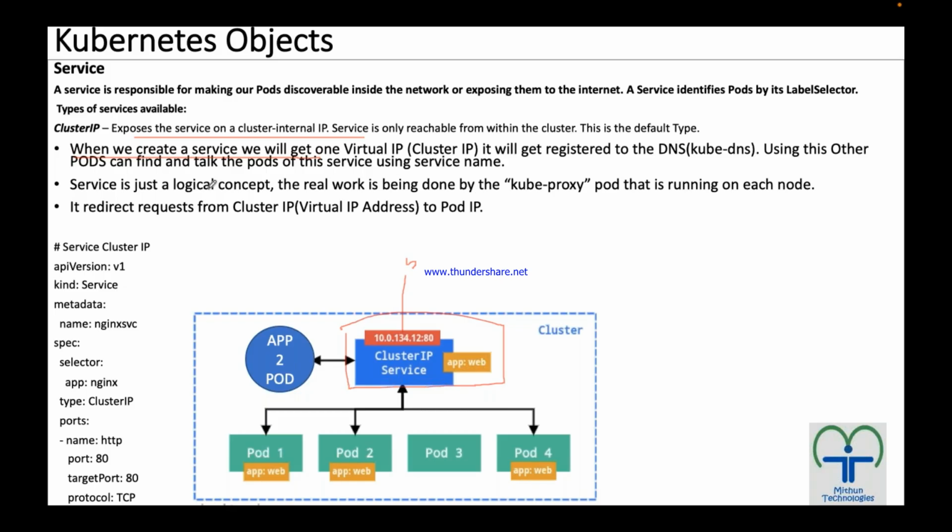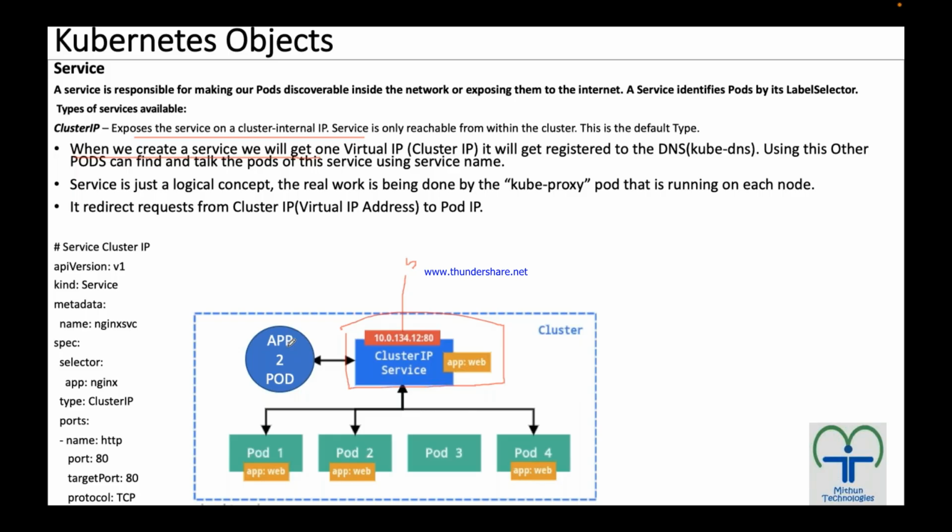Service is a logical concept, as I already told. The real work is done by whom in the background? The kube proxy. Now, when this application is using the service name, will the kube proxy redirect from the service to pods? Will it redirect from cluster IP, that is service IP, to pod IP when the other application is using the service? Yes.